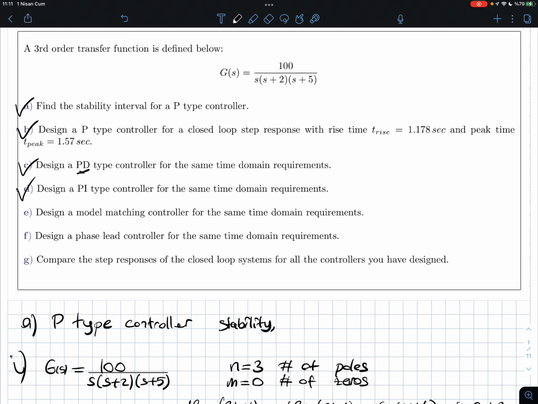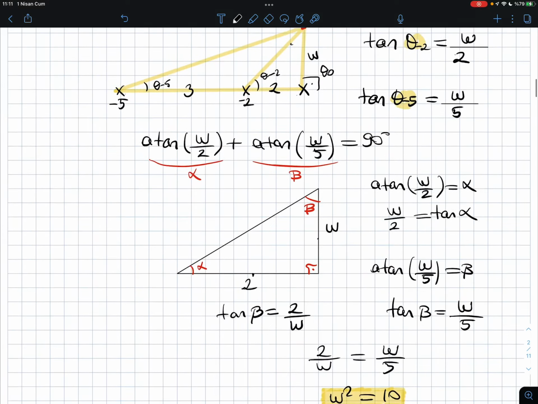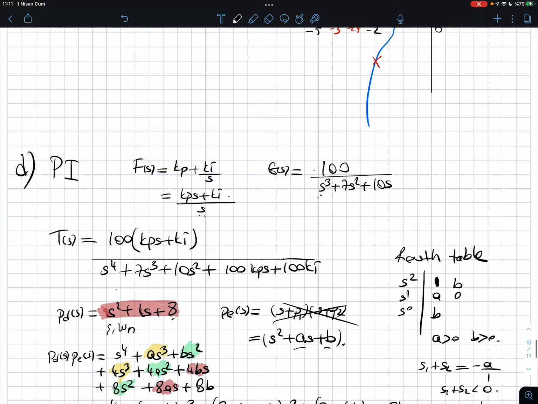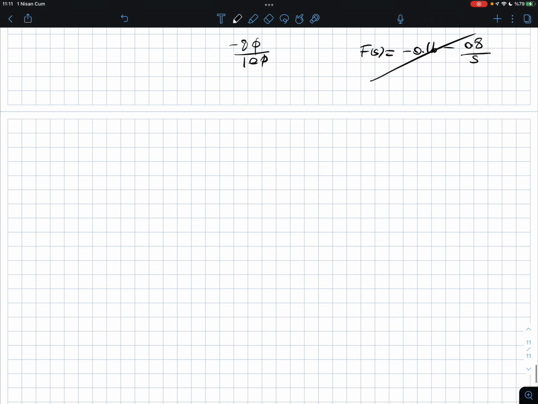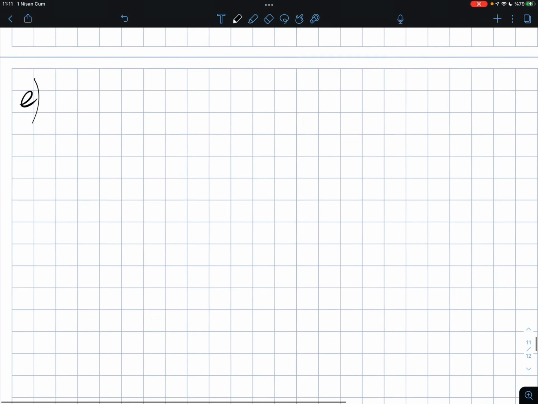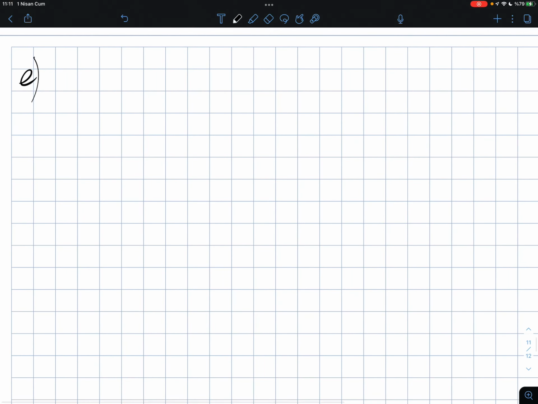Now I'm going to talk about E, which wants a model matching design here, which is asking for a model matching design. So let's see what a model matching controller is. We didn't cover this in the laboratory, but it's also fairly easy, so I might cover it here. And since you are preparing yourself for an exam, it might be helpful.